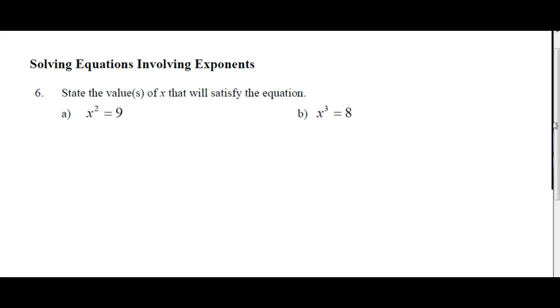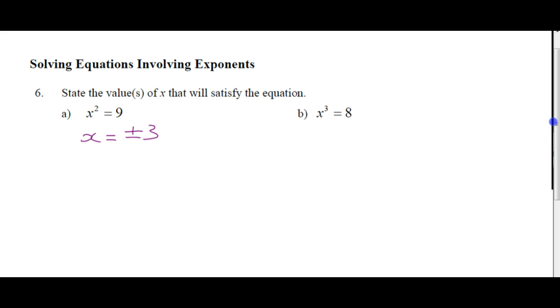So what we've got to do is take the square root of both sides, right? What's the square root of x squared? That's just x. What's the square root of 9? 3. Plus or minus 3, right? There are two numbers. So if x squared is 9, x could be positive 3, but it could also be negative 3.